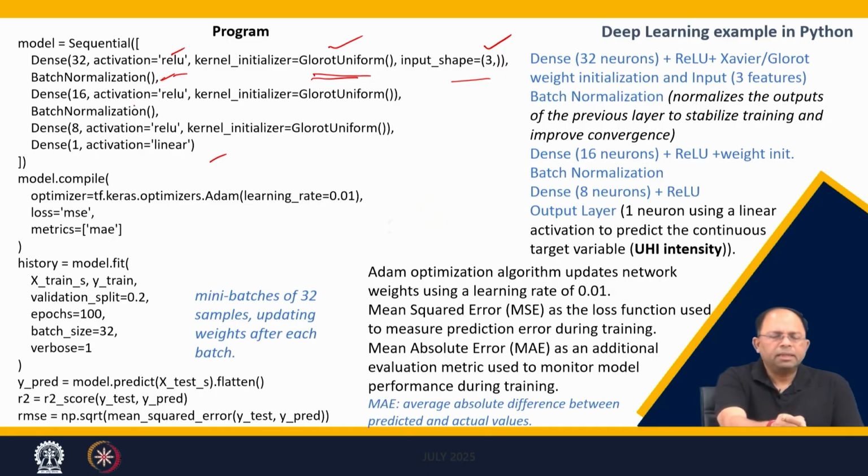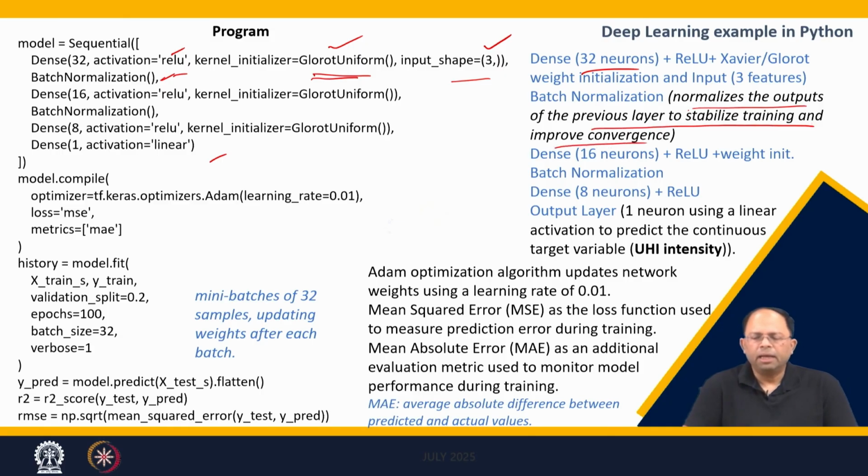So in the first layer we have got 32 neurons, and batch normalization normalizes the outputs of the previous layer to stabilize training and improve convergence, which we have learnt earlier. In the second layer there are 16 neurons, and in the third layer there are 8 neurons. And finally we have the final layer, which is 1 neuron, the output layer, and we can predict the continuous target variable, which is UHI intensity. That's why there is a single neuron over here.